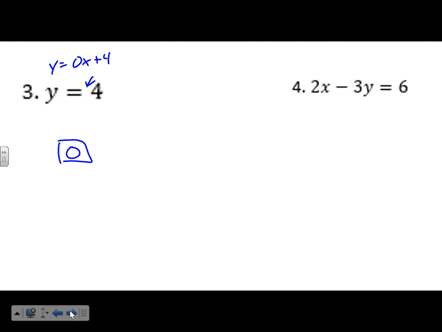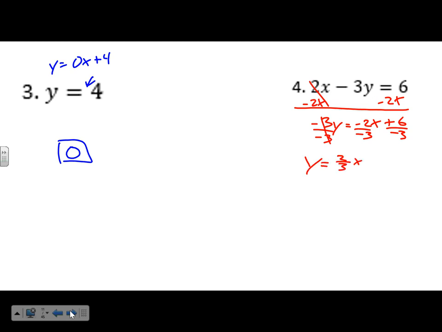And this is what I was talking about. In my opinion, this is the hardest because we have to get the y all by itself. So subtract 2x. Again, they're best friends. We leave those together. Subtract the whole thing, 2x. Divide everything by negative 3. y is equal to 2 over 3x. 6 divided by negative 3 is negative 2.